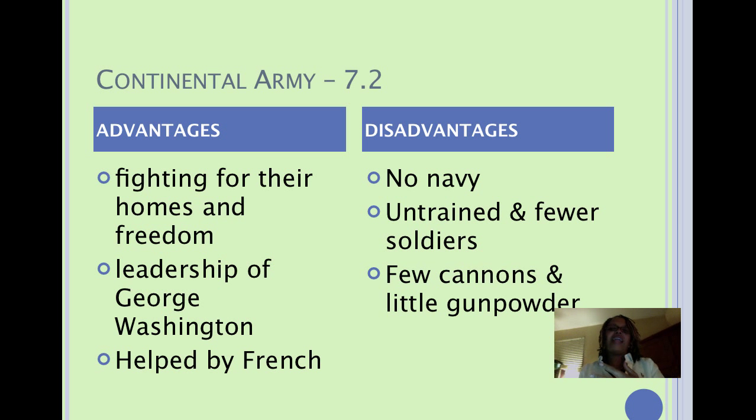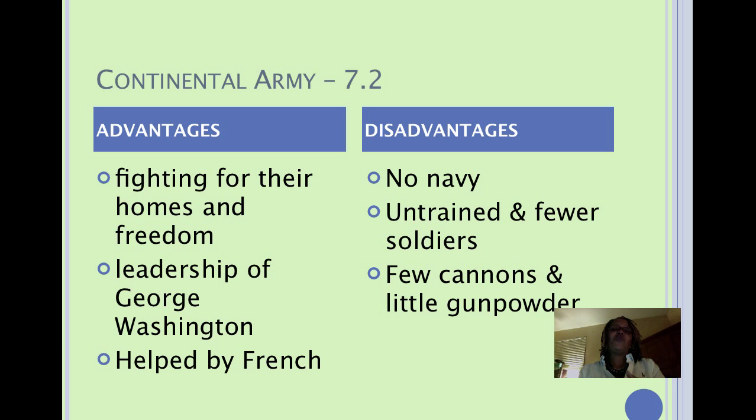They were untrained and fewer soldiers. So you'll see as we talk that when the troops went to Valley Forge, they did receive some training, but typically they really had no training other than on-the-job, quote-unquote training when they were in battles and learning as they went. And there were far fewer soldiers than they had in the British Army.